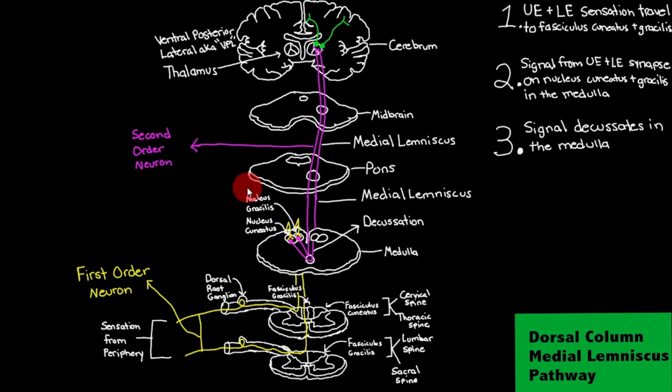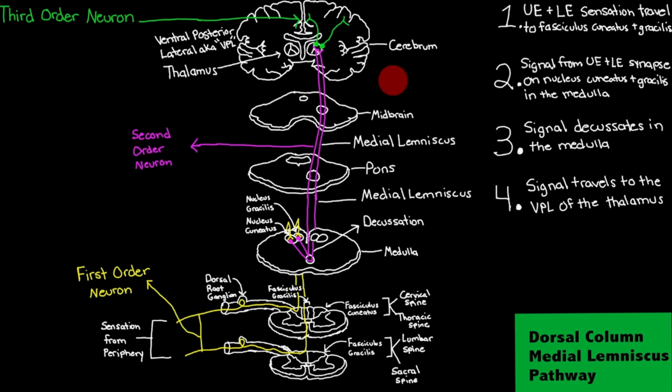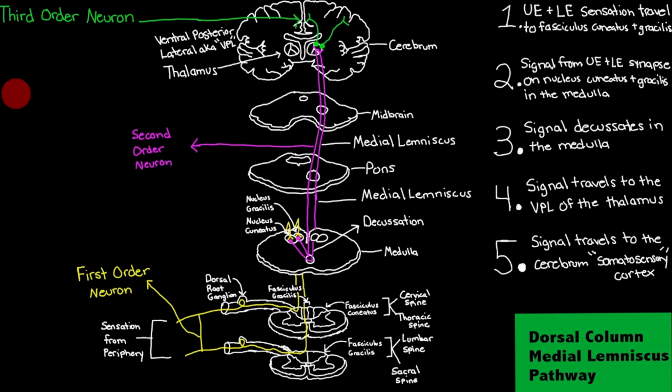Number 3. The signal decussates, or crosses over, the middle of the medulla and travels through the medial lemniscus in the pons and the midbrain until it reaches the thalamus. Number 4. The signal travels into the VPL of the thalamus and synapses with the third order neuron. Number 5. The signal is relayed in the area in the cerebrum in which the upper and lower extremity are located. This area is also known as the somatosensory cortex.